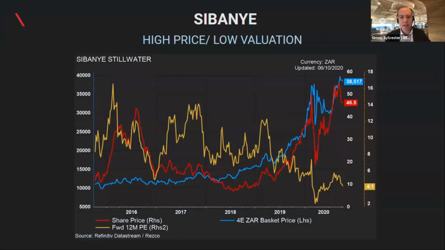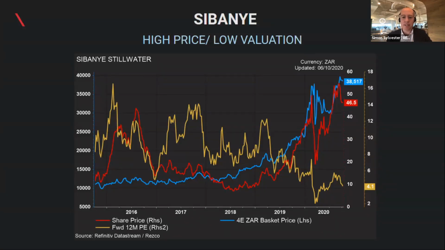On the other hand, what about a mining share that's rallied a lot? Sibanye-Stillwater, for those of you who don't know, is a gold and platinum miner here in South Africa and in the US. And its share price, you can see the red line, has gone up almost 5 times in the last couple of years. So it's kind of the polar opposite of Standard Bank. Standard Bank's halved. Is it cheap? Well, the other side of the question is, is a company that's gone up 5 times cheap or expensive?